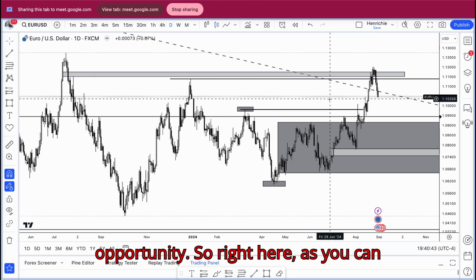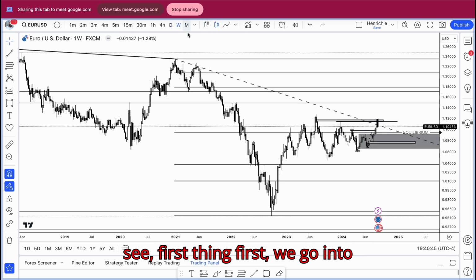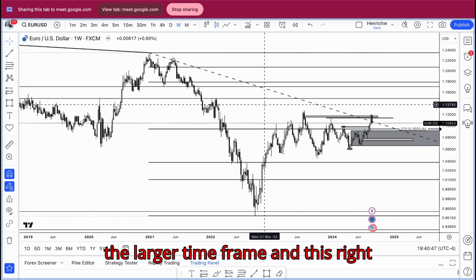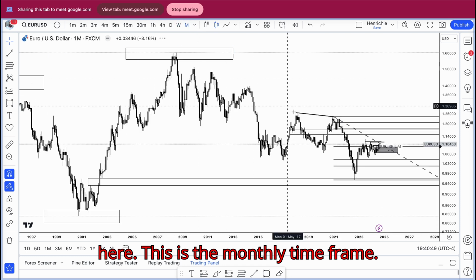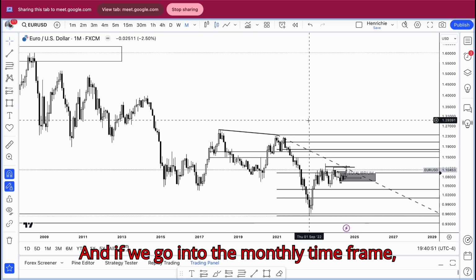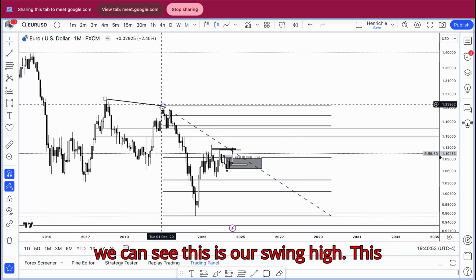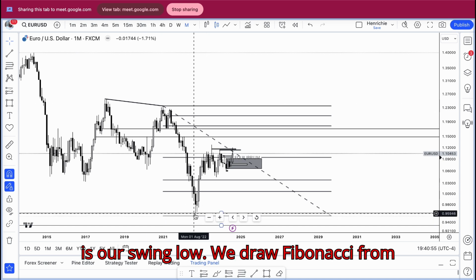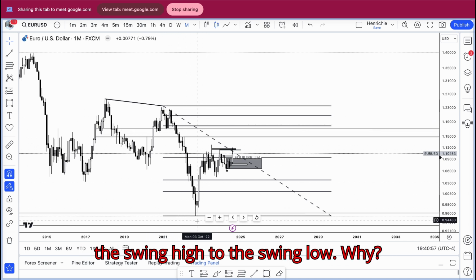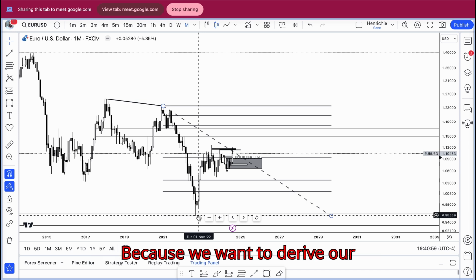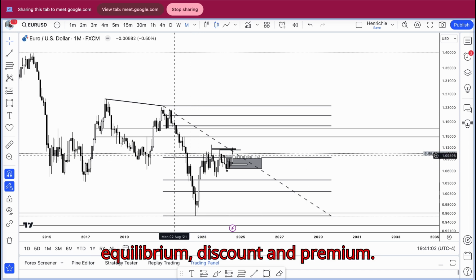So right here, as you can see, first thing first, we go into the larger time frame. And this right here, this is the monthly time frame. If we go into the monthly time frame, you can see this is our swing high, this is our swing low. We draw a Fibonacci from the swing high to the swing low. Why? Because we want to derive our equilibrium, discount, and premium.